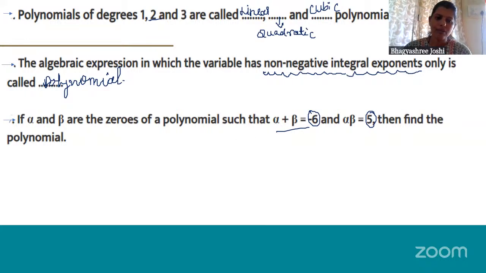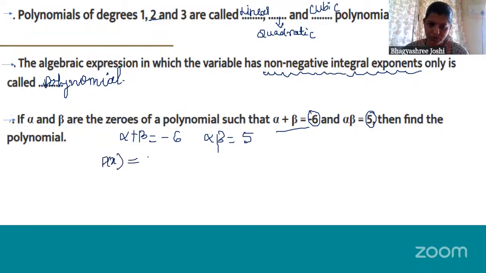Alpha and beta are the zeros of the polynomial. Alpha plus beta is equal to minus 6 and alpha into beta is 5, they have given. Find the polynomial. We know one relation, that is P of x is equal to x square minus (alpha plus beta) into x plus alpha into beta.